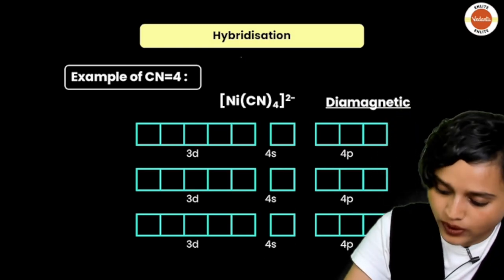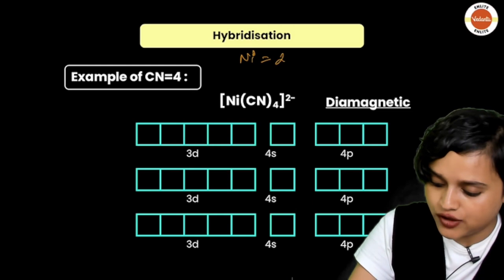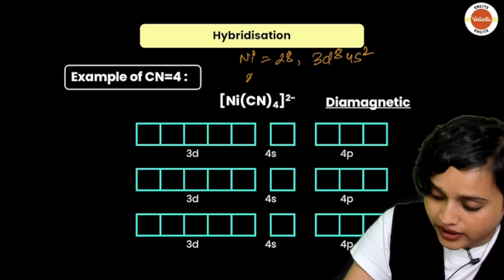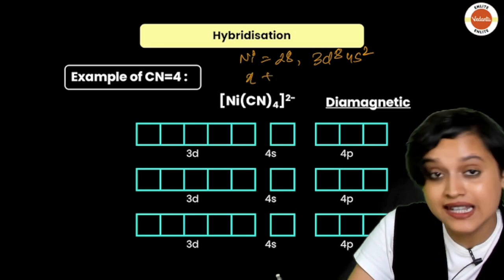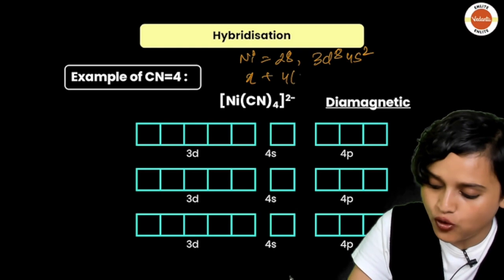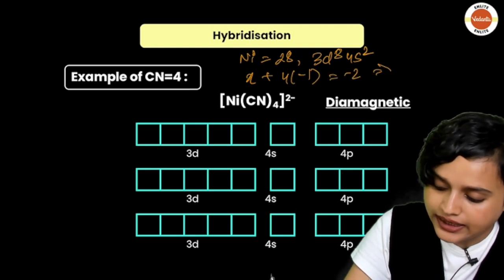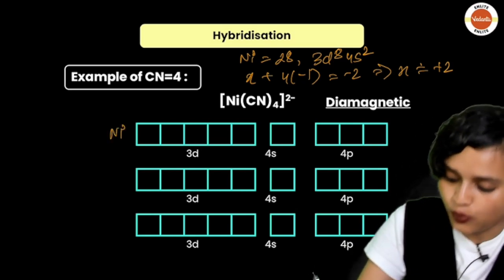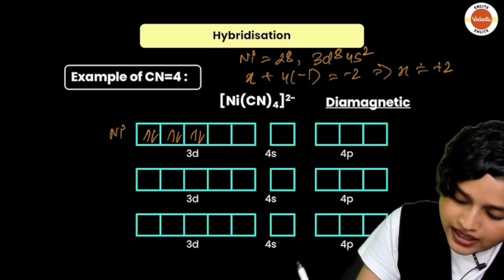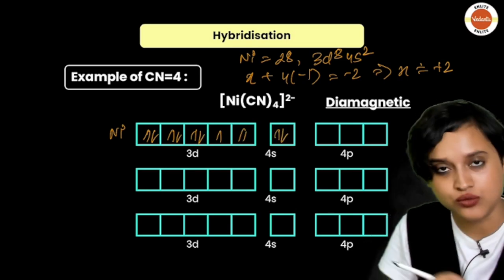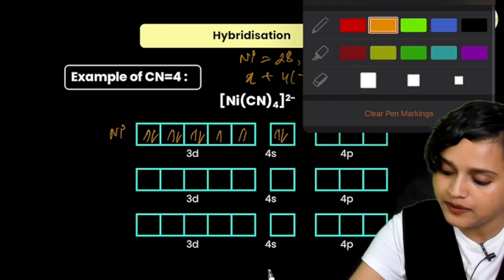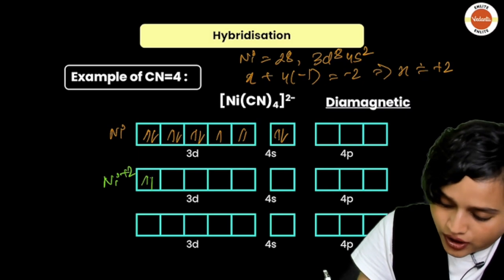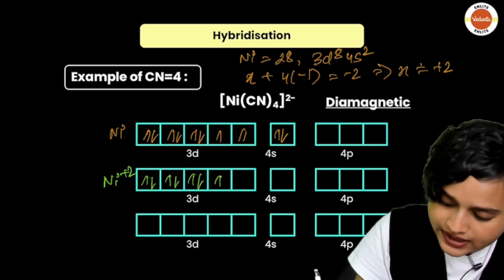Ni(CN)4 2-. Once again, nickel's atomic number is 28. 28 means 3d8 and 4s2. Let's calculate the oxidation state. X plus CN also has a minus 1 charge. So plus 4 into minus 1 is equal to minus 2. That means that X is equal to plus 2. So nickel in its normal state will be 1, 2, 3, 4, 5, 6, 7 and 8 and 4s2. But I know that nickel is in plus 2 state. If it is plus 2, then 1, 2, 3, 4, 5, 6, 7 and 8.